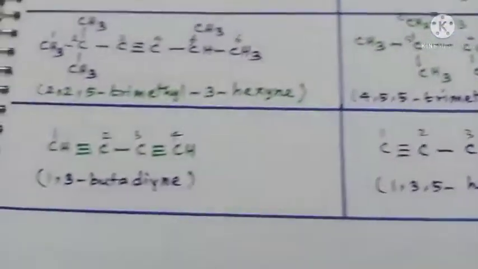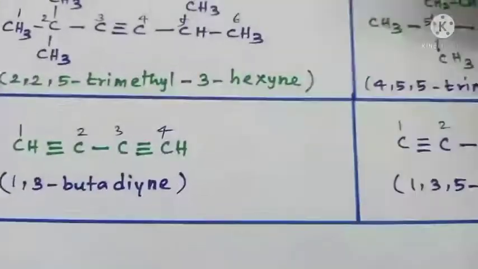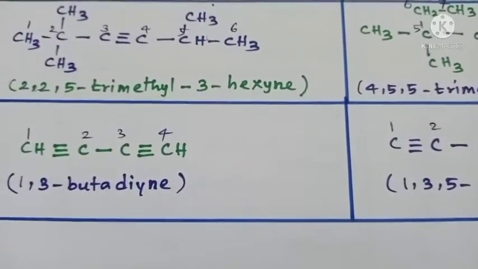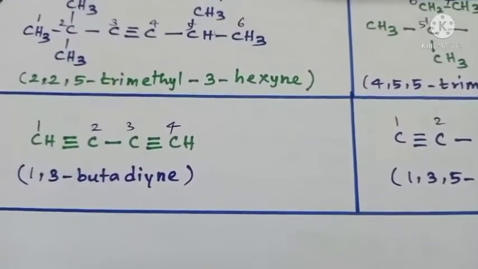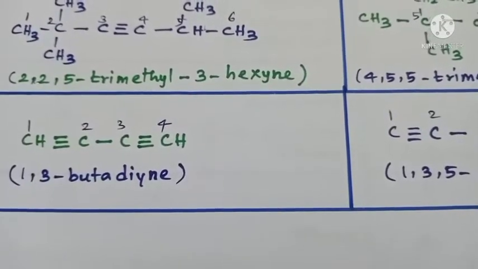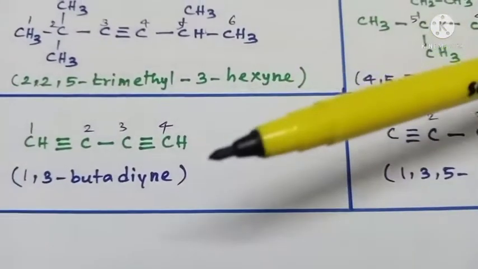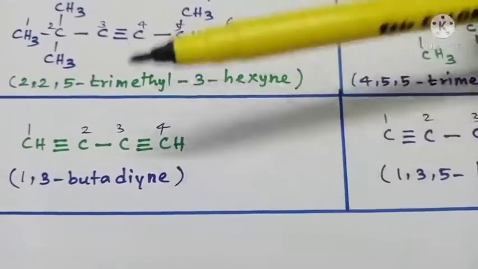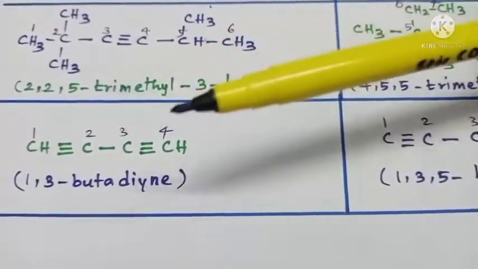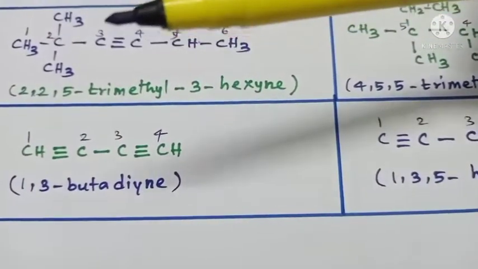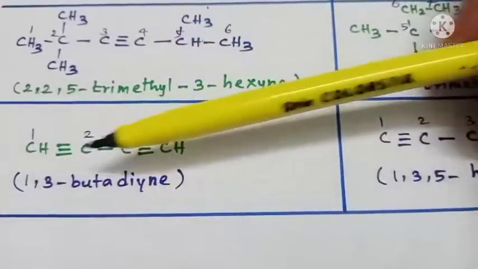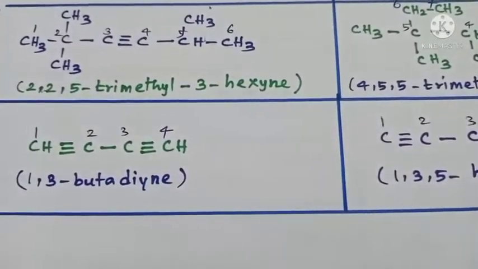Okay. The next one, CH triple bond C, single bond C, triple bond CH. It's an alkyne with 2 triple bonds, isn't it? So it is supposed to be called diyne, isn't it? So 4 carbon derivative, butadiyne. The triple bonds are at carbons 1 and 3, isn't it? So 1,3-butadiyne.